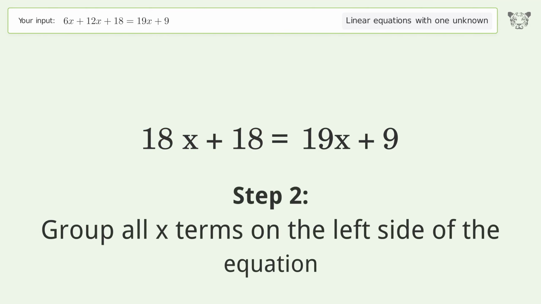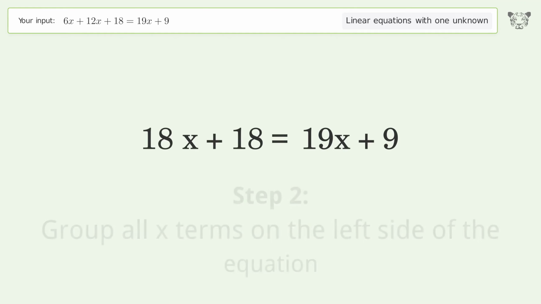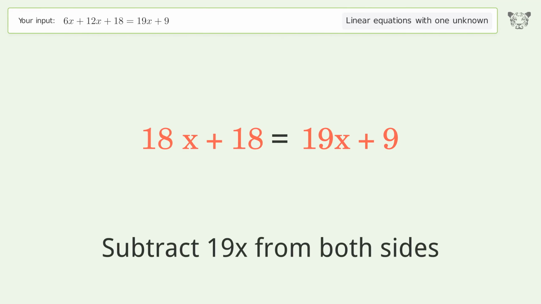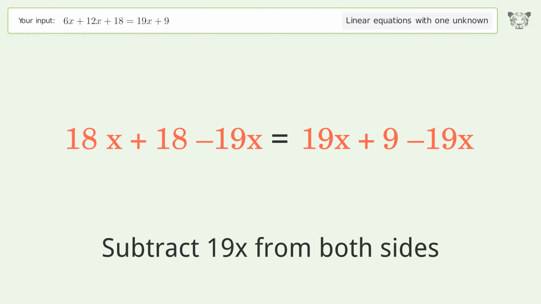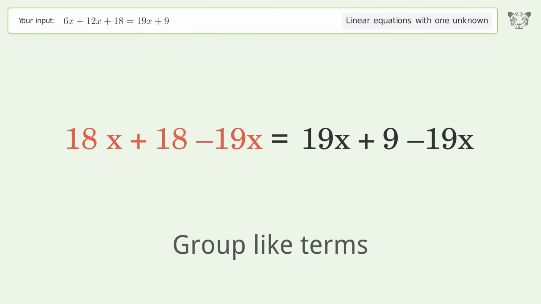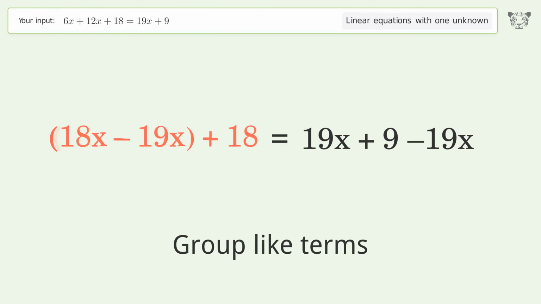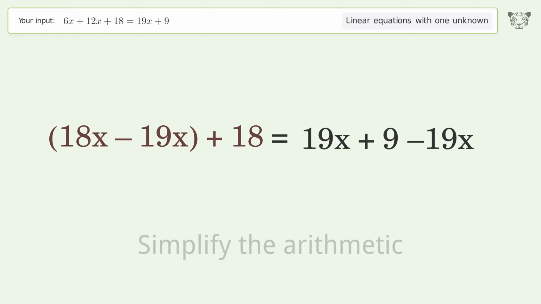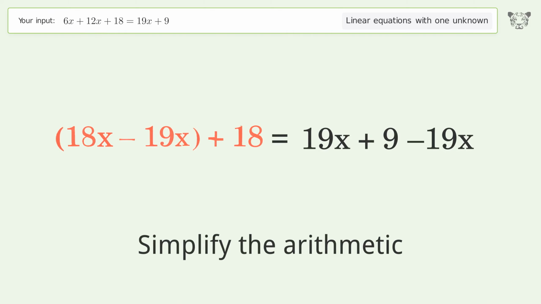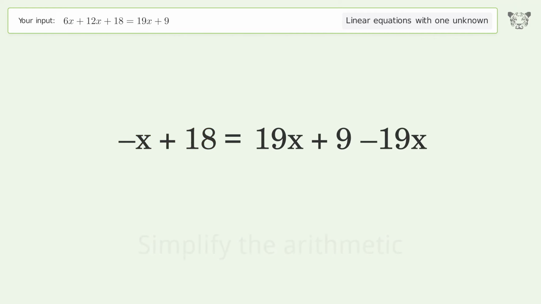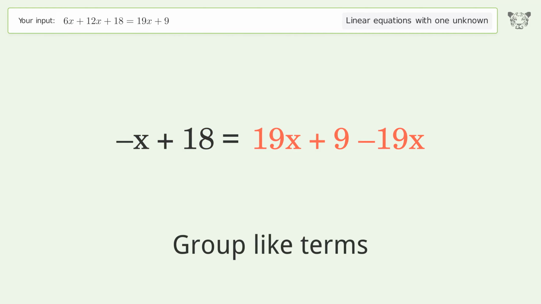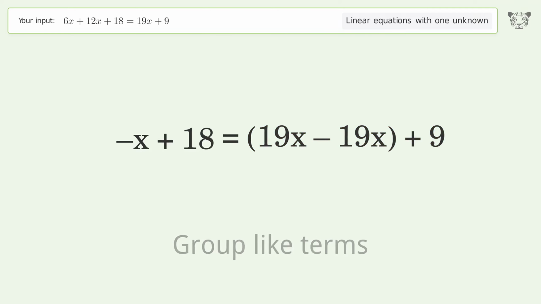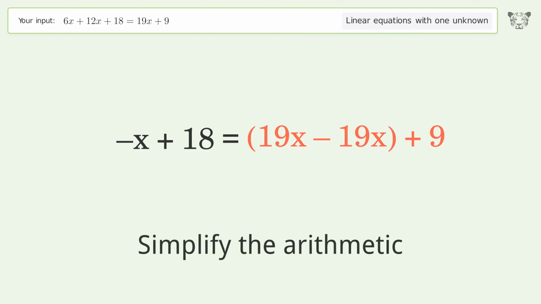Group all x terms on the left side of the equation. Subtract 19x from both sides. Group like terms. Simplify the arithmetic. Group like terms. Simplify the arithmetic.